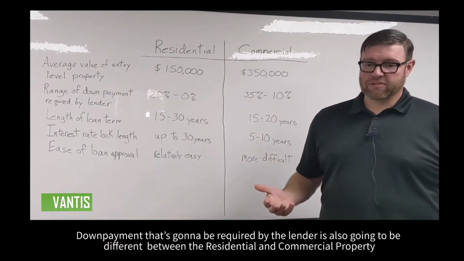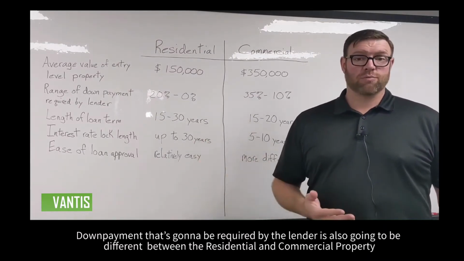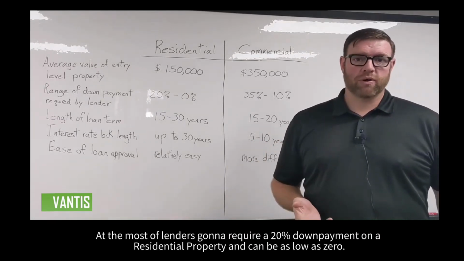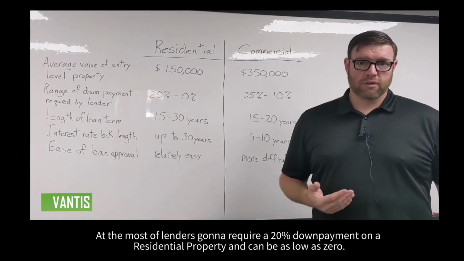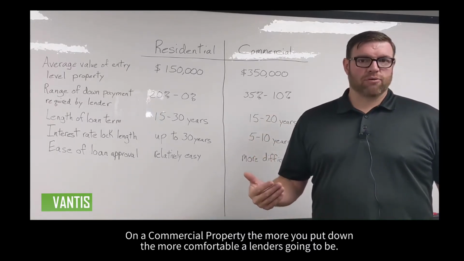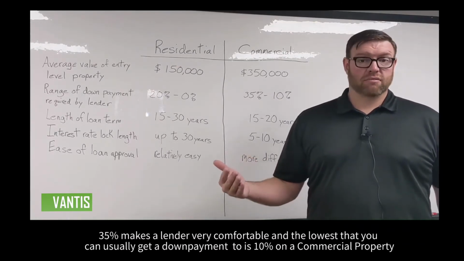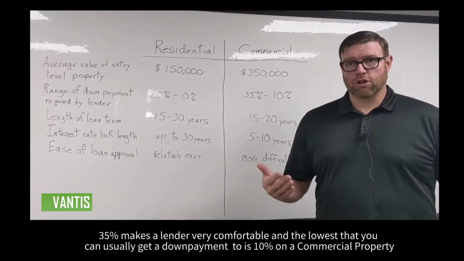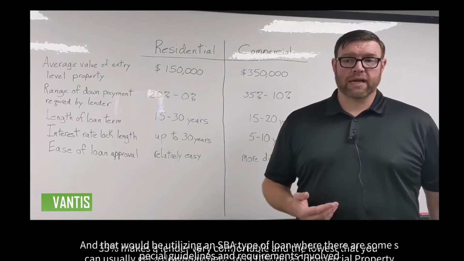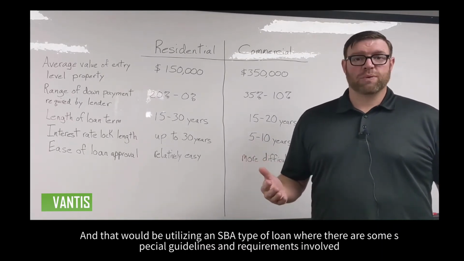The down payment that's going to be required by the lender is also going to be different between a residential and a commercial property. At the most, a lender is going to require a 20% down payment on a residential property, and it can be as low as zero. On a commercial property, the more you put down, the more comfortable a lender is going to be. 35% makes a lender very comfortable, and the lowest that you can usually get a down payment to is 10% on a commercial property, and that would be utilizing an SBA type of loan where there are some special guidelines and requirements involved.